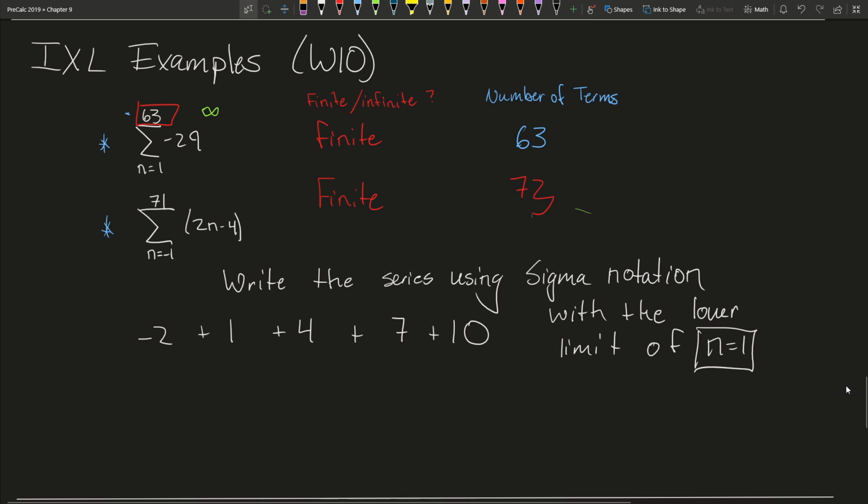And then later on, and I think this starts about 75 or 80, it starts to ask a question like: write the series using sigma notation with the lower limit of some number. And the first thing we need to do is to get the actual sigma notation correct. Right? So our lower limit is going to be n is equal to 1. And our upper limit is just how many terms we're working with. So negative 2 is our first, 1 is our second, 4 is our third, and then 7 is our fourth, and 10 is our fifth. So we're dealing with 5 terms, which means our upper limit is just 5.